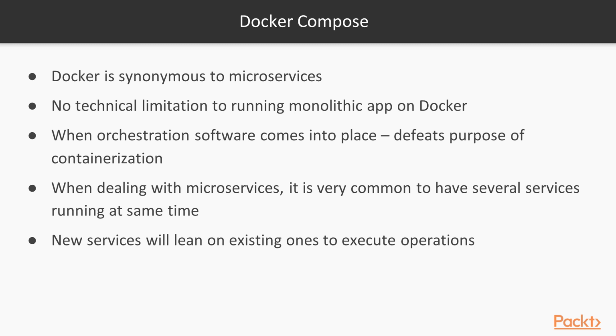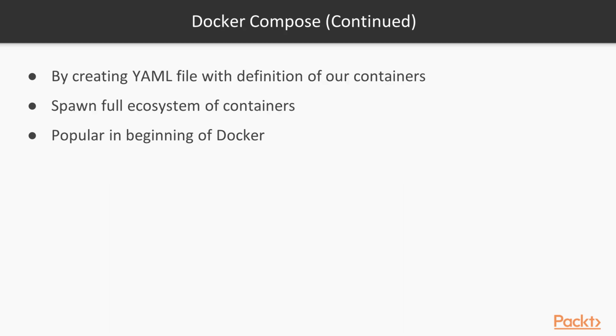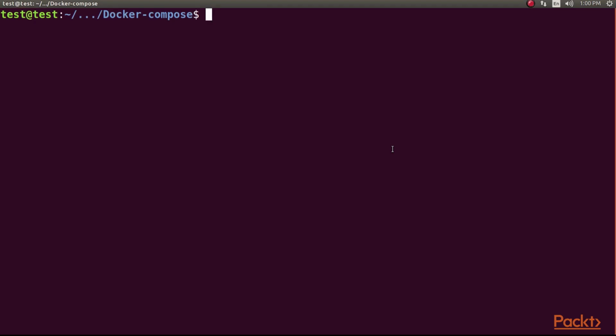When dealing with microservices, it is very common to have several services running at the same time when developing. The new services will lean on the existing ones to execute operations. In order to achieve this setup, Docker facilitates a tool called Docker Compose that, by creating a YAML file with the definition of our containers, can spawn a full ecosystem of containers. Docker Compose used to be very popular in the beginning of Docker. Let's look at how Docker Compose works.